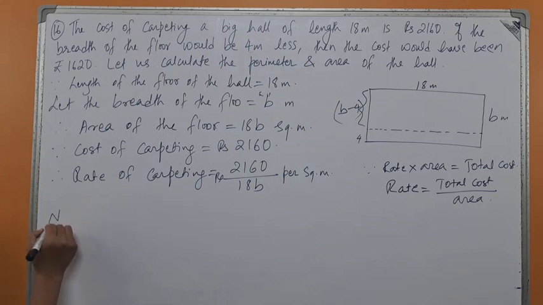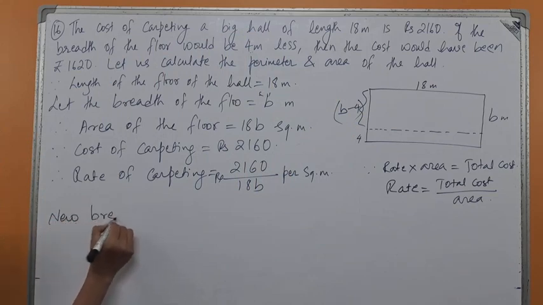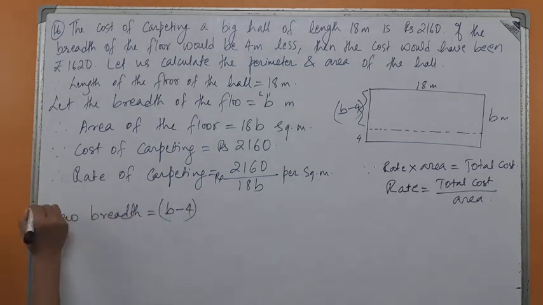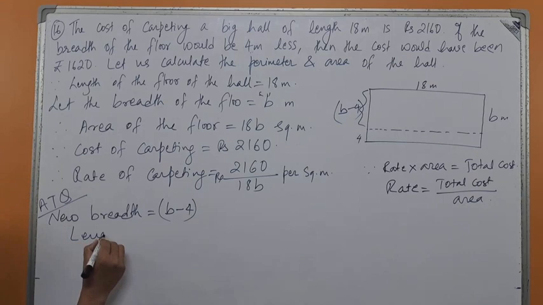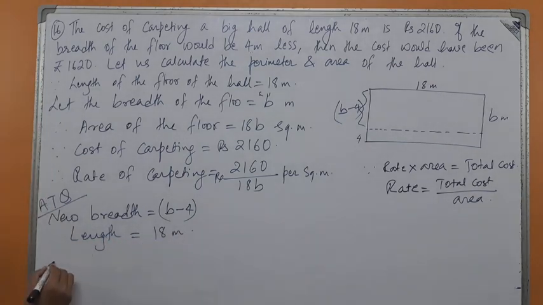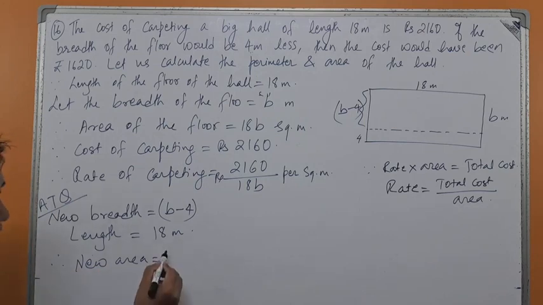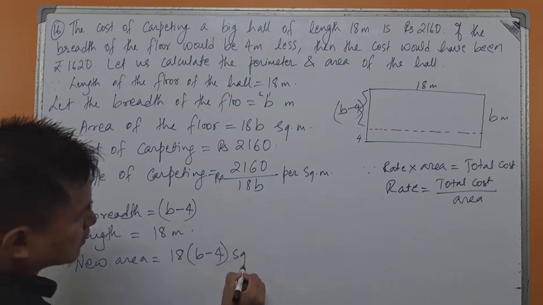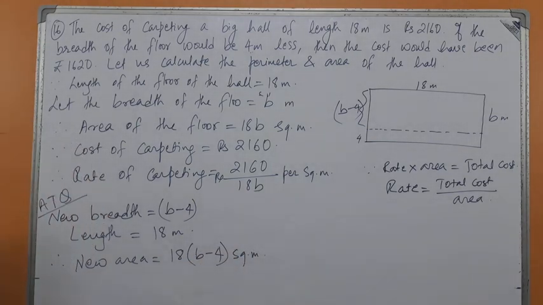Now new breadth equal to B minus 4 according to question. Length is same. Length of the floor is 18 meters. So what will be the new area? Therefore new area is length into breadth. Length is 18 into breadth is B minus 4 square meters. This is the new area, isn't it?